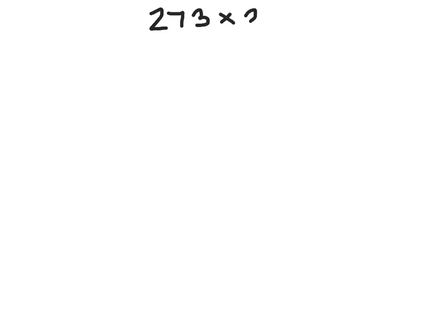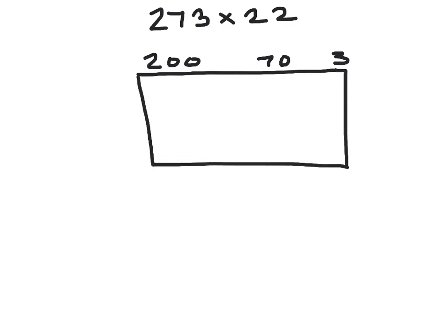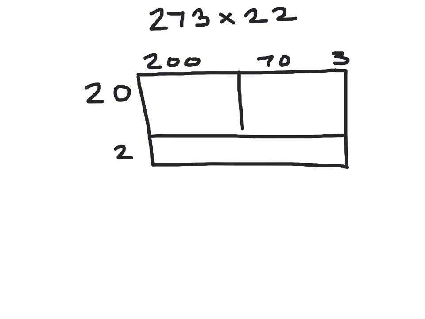273 times 22. Because I'm using the array model first, I'm going to start by breaking my numbers apart by place value. So my 273 is broken up into 200, 70, and 3. And my 22 is broken apart into 20 and 2. This is not to scale at all.